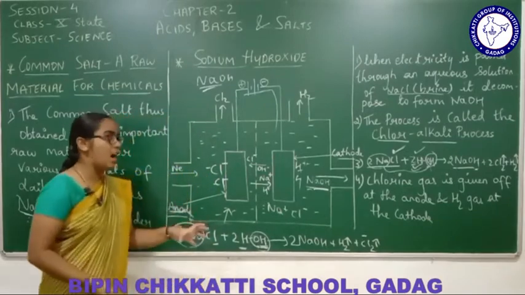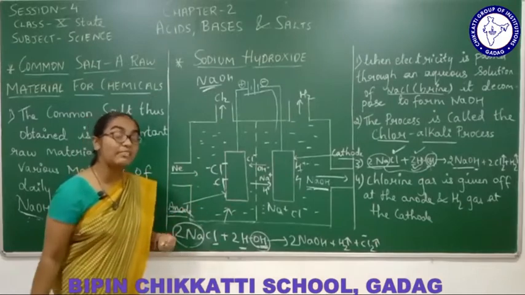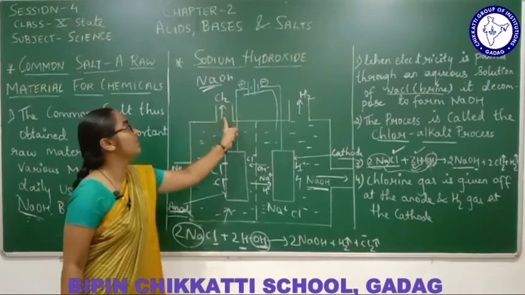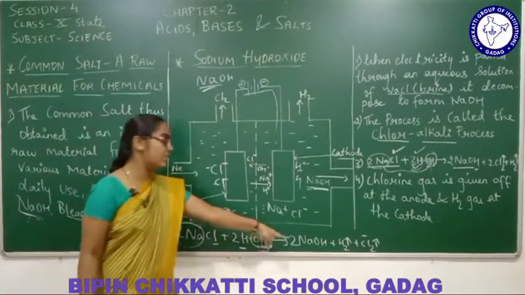So this is how the chlorine gas and the hydrogen gas will go towards the respective electrode, and from there they are going to escape out. You can see here in the diagram. Okay, so this is all about how the sodium hydroxide is recovered from the NaCl.